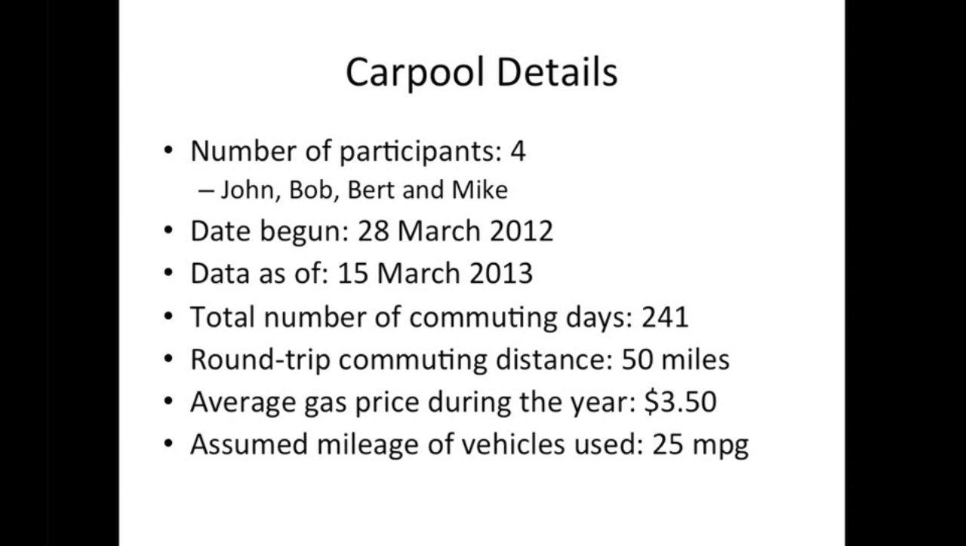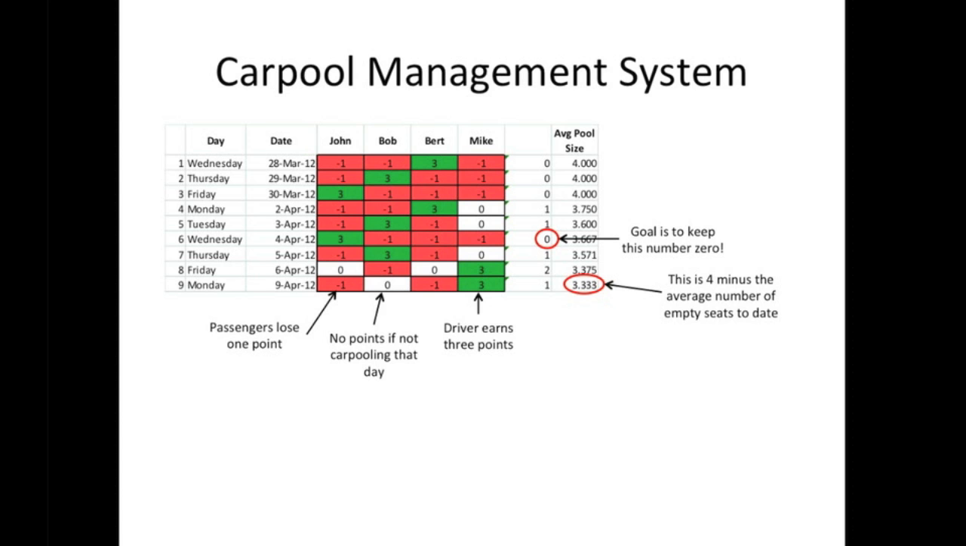This is an actual carpool that I participated in before I retired, and there were four participants in the pool. We began in March of 2012, finished in March of 2013, for a total number of commuting days of 241. The round trip commuting distance was 50 miles for us. We all met at one location, rendezvoused, and it was 25 miles each way. And the average gas price during that year was $3.50, and the assumed mileage of all of our vehicles was 25 miles per gallon. So let's get into the carpool management system.